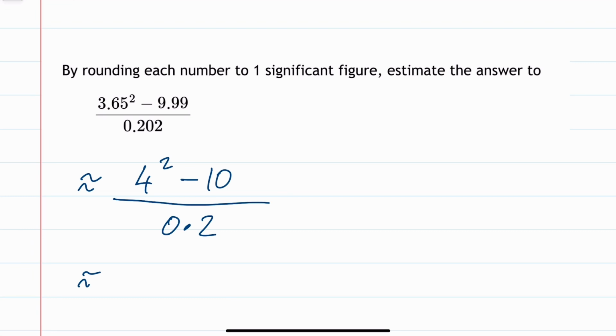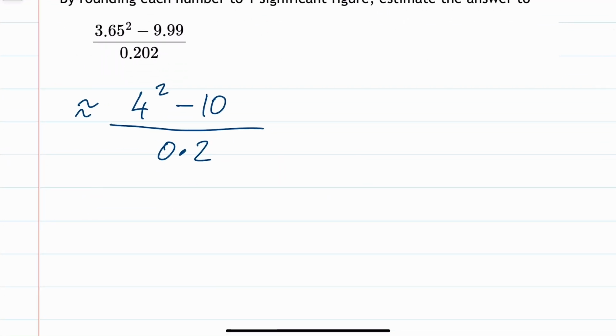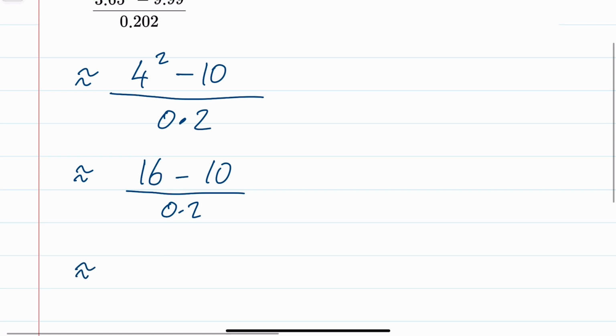So then, if we go on with this, then this is going to be the same as 4 squared, first of all. 4 times 4 is 16, minus the 10. Bottom line is still 0.2. Sort this out again. The top line is just 6 divided by 0.2.